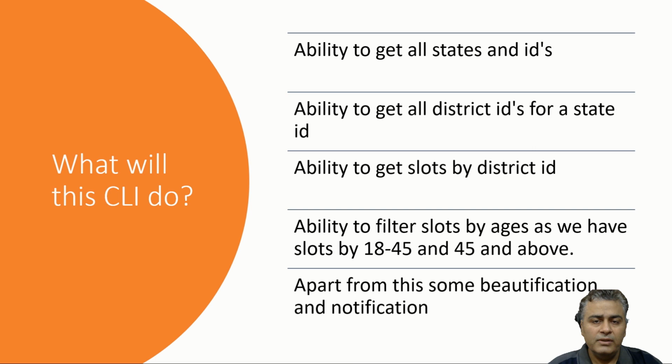Another thing is we have applied certain filters. For example, the vaccination is going on in phases here. It is right now open for almost everyone above 18, but earlier it was only for anyone above 45 years of age. Now it is 18 to 45. And apart from this, we will learn how to make some beautification, how to make this CLI beautiful.